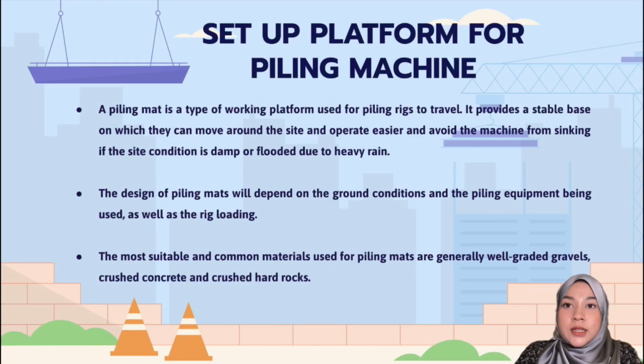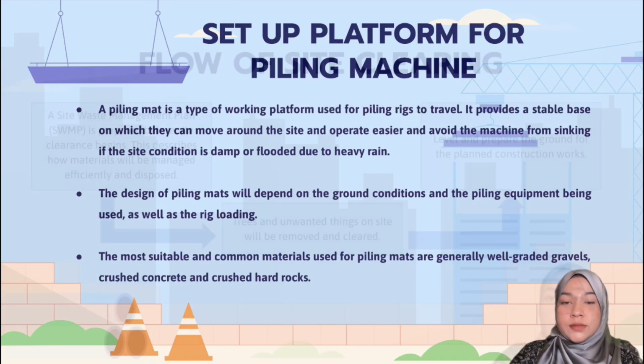The next step is setting up the platform for a piling machine. A piling mat is a type of working platform used for piling rigs to travel on. It provides a stable base on which they can move around the site and operate easier, to avoid the machine from sinking according to the site condition. The design of piling mats will depend on the ground condition and the piling equipment being used, as well as the rig loading. The most suitable and common materials used for piling mats are generally well-graded gravels, crushed concrete, and crushed hard rocks.